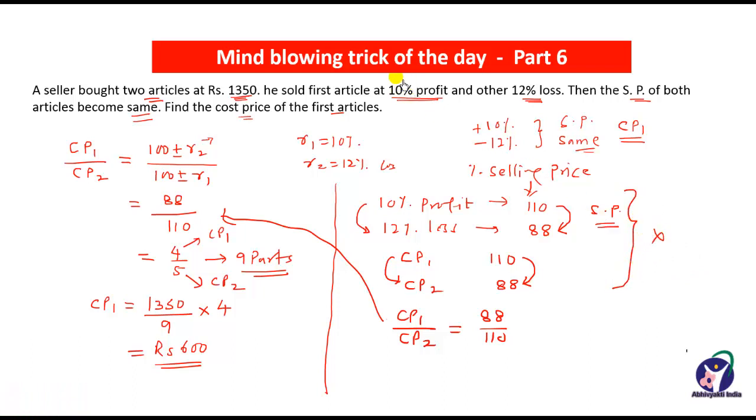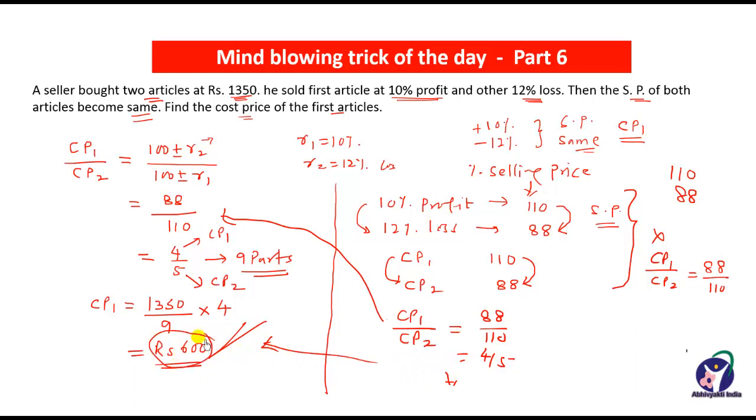You know that there is 10% profit, so it will be 110% selling price. 12% is loss there, which means 88 will be the percent selling price, and therefore you can directly write CP1 upon CP2 is equal to 88 upon 110. If you solve this, you get 4 by 5. And further, you know how to find it. Here it is calculated, and so you will get the cost price of the first as rupees 600.